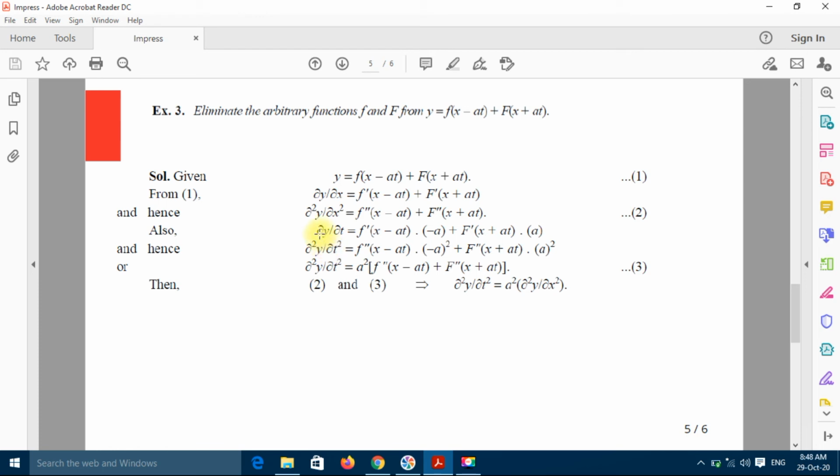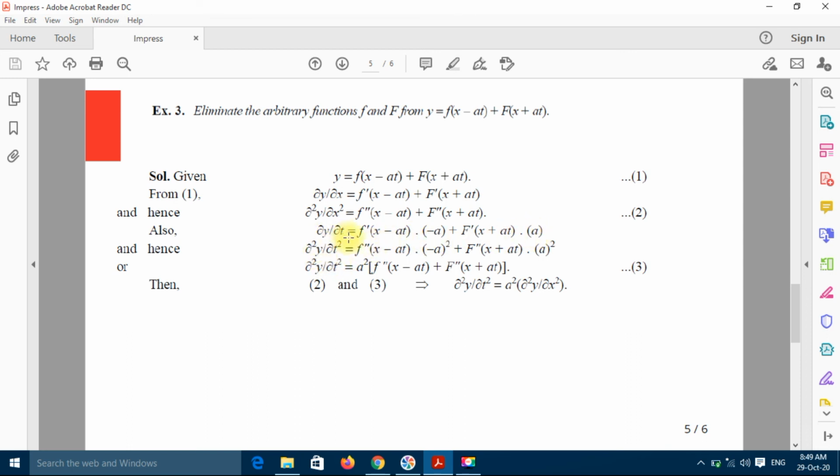Now we differentiate again the equation y = f(x − at) + F(x + at), meaning equation 1, with respect to t partially. Then ∂y/∂t = f'(x − at), and the partial derivative of x − at with respect to t is −a, plus the partial derivative of capital F with respect to t is F'(x + at), and the partial derivative of x + at is a.